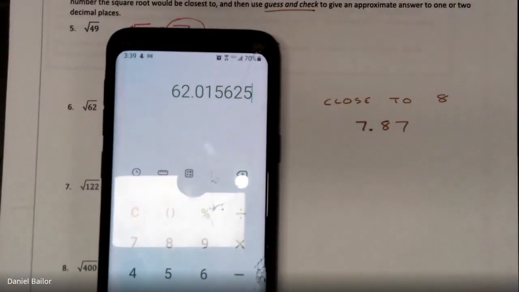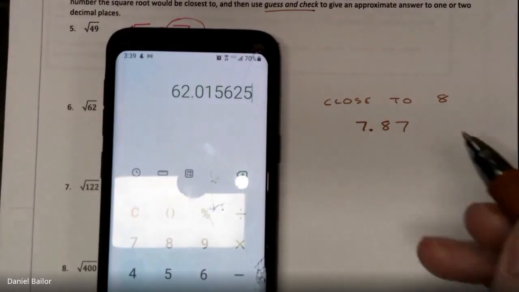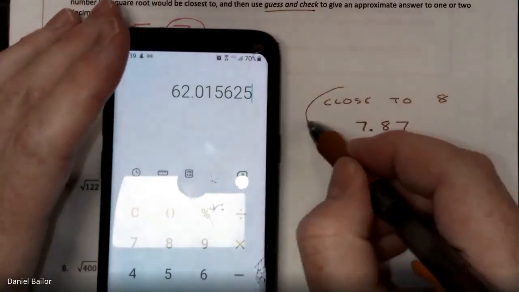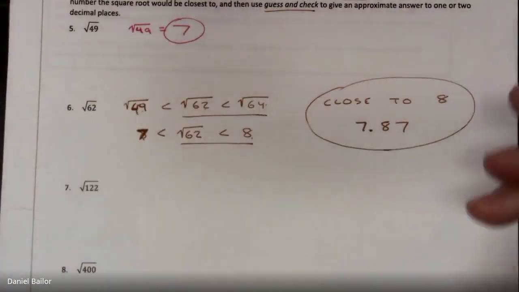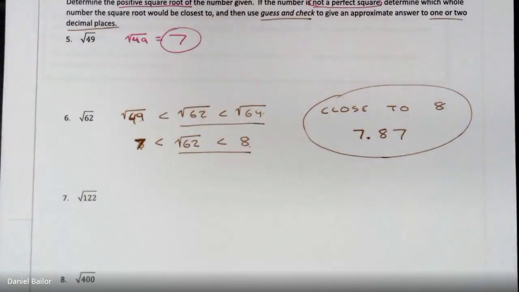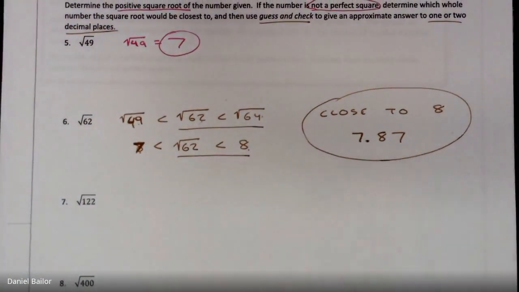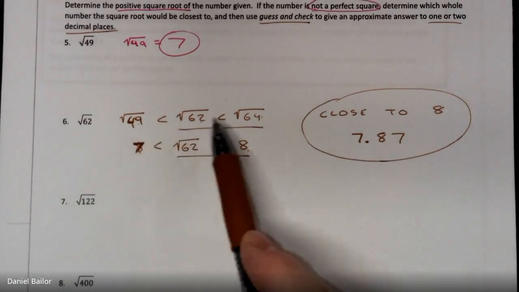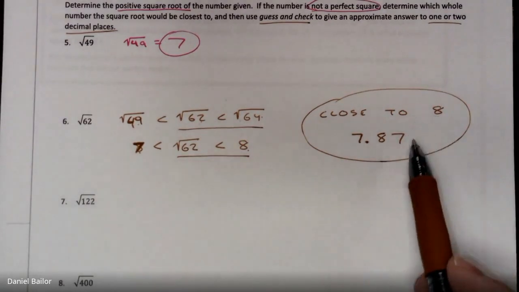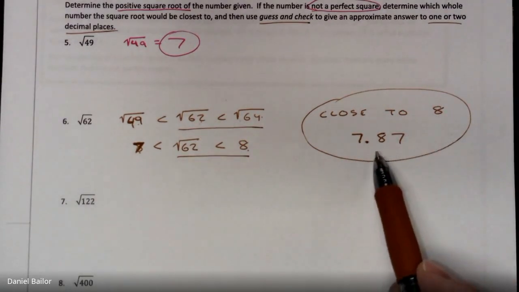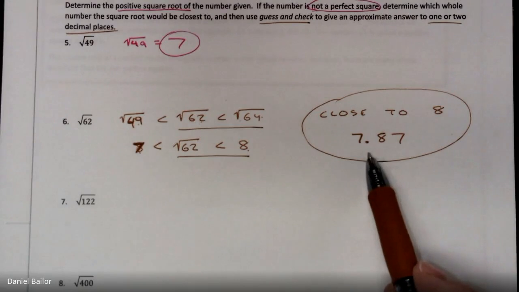But to find it exactly, we're going to spend a lot of time guessing and checking. So I'm just going to say this is close enough, because they said 1 or 2 decimal places. So I have it to 2 decimal places. That's where I'm going to stop. But you see, we use what we know to figure out what it's going to be close to. So I knew it was going to be close to 8. And then I started guessing and checking to get something close to it.